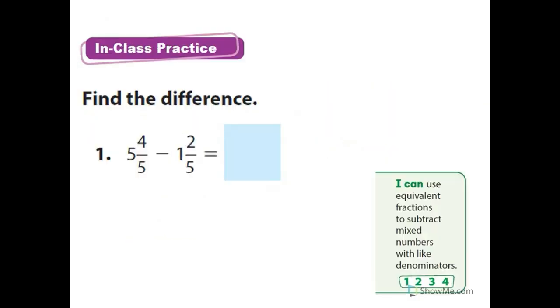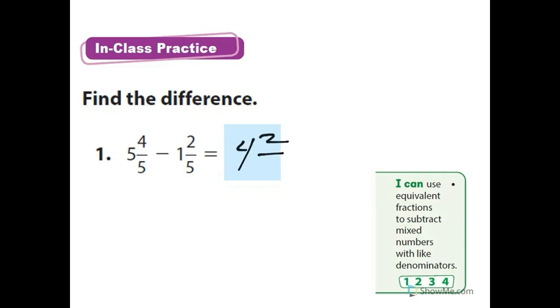Alrighty, let's do some in-class practice. Our I can statement here says I can use equivalent fractions to subtract mixed numbers with like denominators. We're going to be doing that in just a moment. So I'm going to solve 1 and 2 with you, and then I want you to start solving them on your own. Alright, so 5 minus 1 is 4.